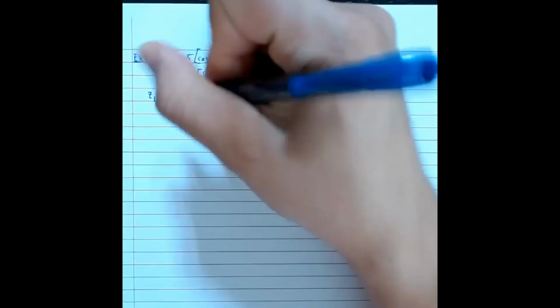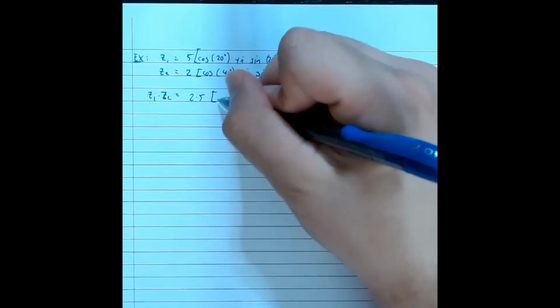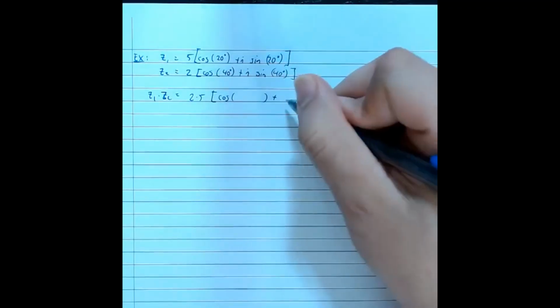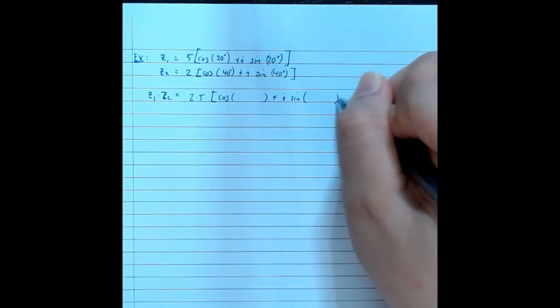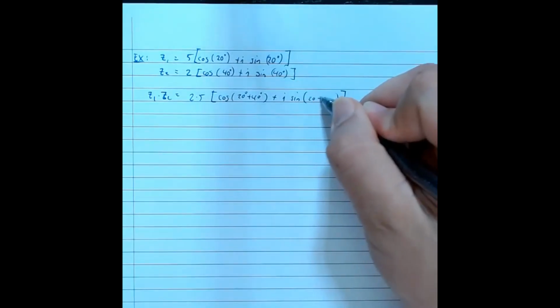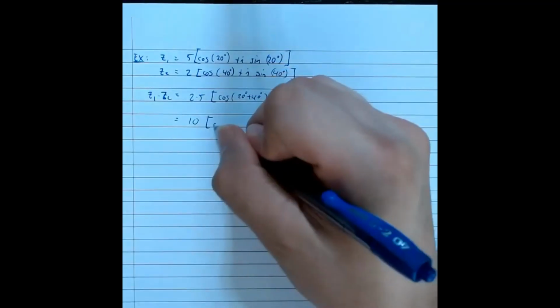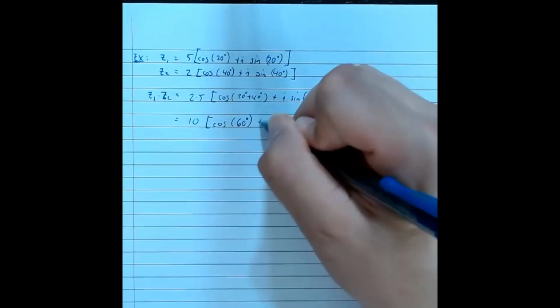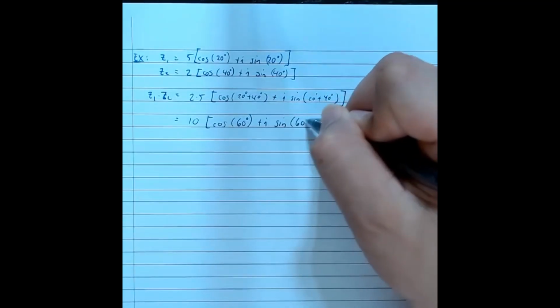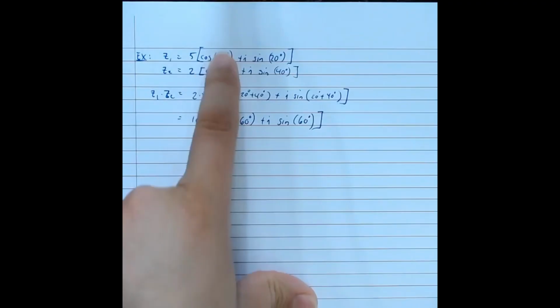So now if I want to multiply those two together, z1 times z2, that's just going to be multiplying these two together. That's 2 times 5. And then here you're going to take cosine of an angle plus i sine of an angle, and that angle is simply going to be the sum of these two angles, 20 degrees plus 40 degrees. So here that's going to give us 10 times the cosine of 60 degrees plus i sine of 60 degrees. And that's it. You multiply the two moduli and you add the two arguments.